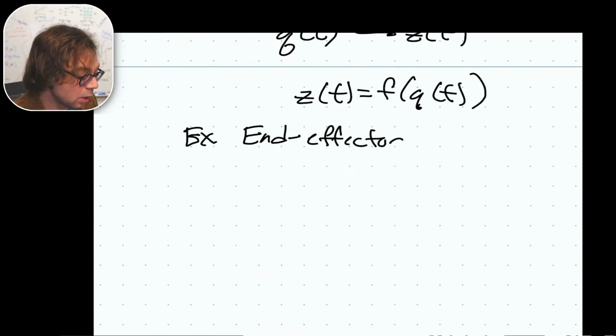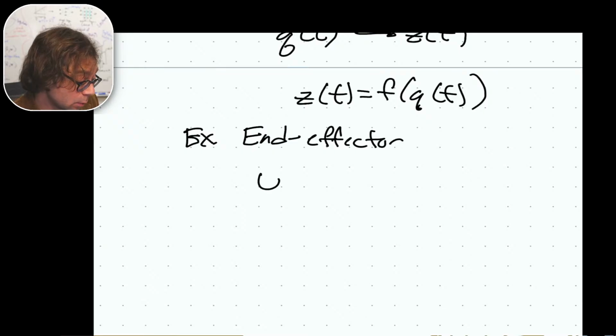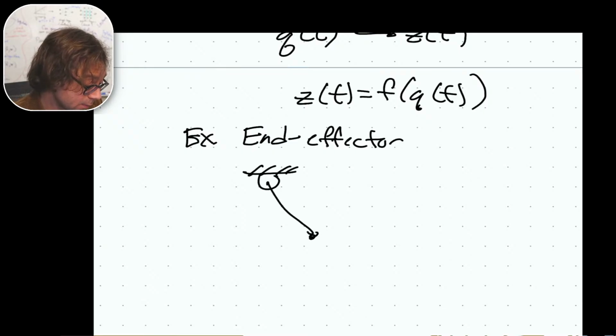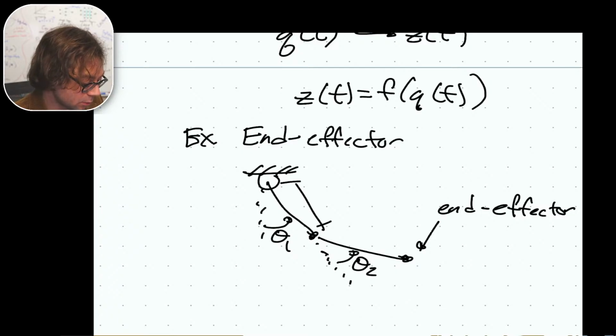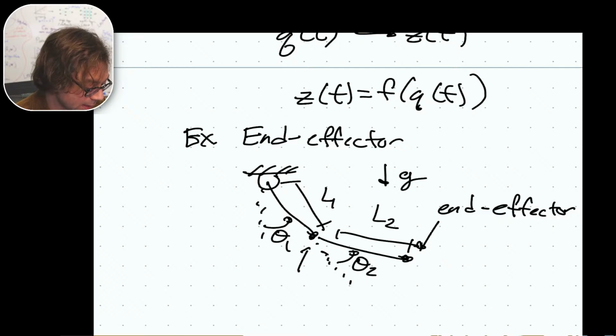So, for instance, when we have our double pendulum, which I'm so good at drawing right now, you got your theta 1, then you have your theta 2. Theta 1, theta 2. That's your end effector. End effector. Effects the world. And you got your two lengths, L1 and L2. It's all under gravity, of course, and there's a mass 1 and a mass 2.